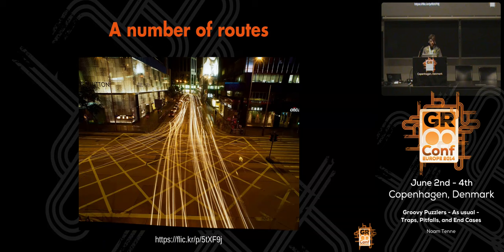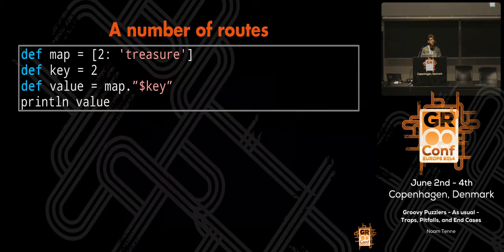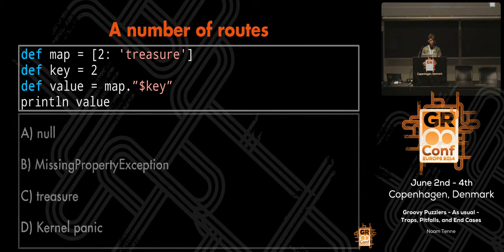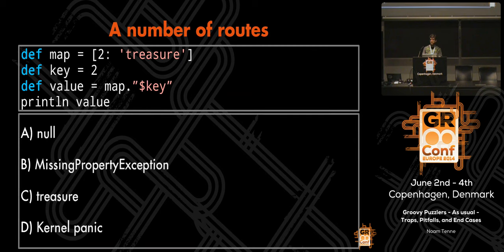Okay. So, building on this route to the treasure, this time I use a number. We know keys are taken literally. I'm doing it right this time, aren't I? I was close to a kernel panic yesterday, but nothing to do with that.